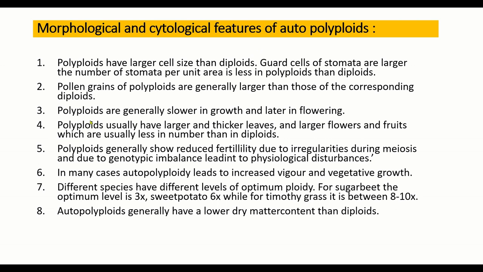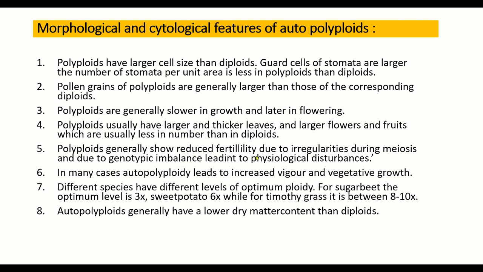The growth and development is really slow in this type, and even flowering, because of the extra added genome. Polyploids usually have larger and thicker leaves and large flowers and fruits, which are usually less in number than in diploids. All the plant parts are large, though their number may be a little less compared to the normal diploid species.